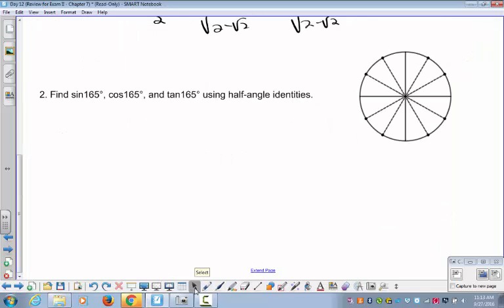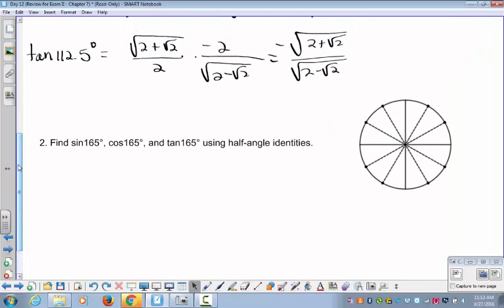All right, you guys try this one. 165. So for the half angle to work with 165, we need to know the double of 165. We need to know the trig values for twice 165. So do you times it by 2? That's how I would double it? Yes. Absolutely.